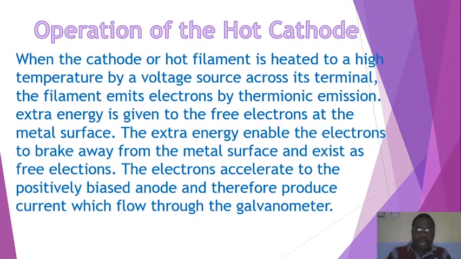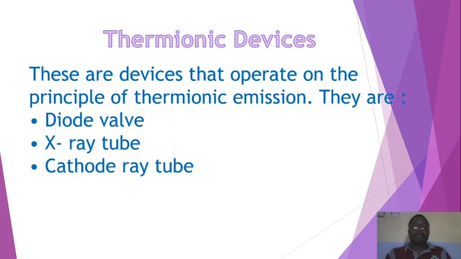You remember we said that electric current is the flow of electrons in an electric circuit. Electron is something we cannot see. The essence of the galvanometer is to tell us that the electron has been emitted, which is responsible for the current that flows across the galvanometer. Okay.